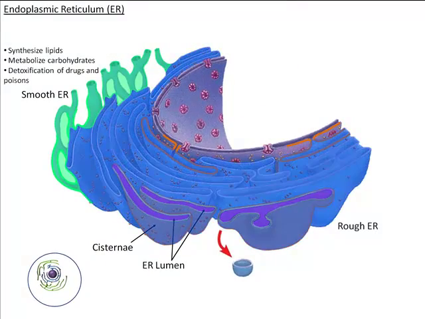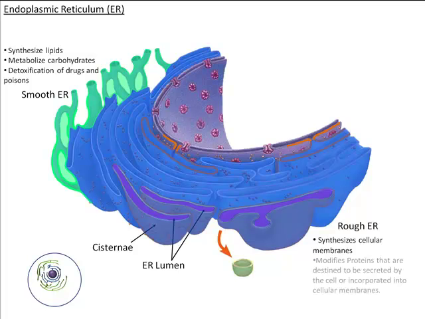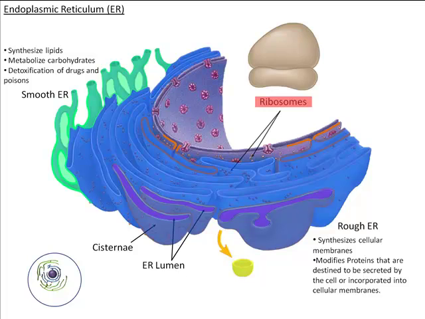The rough ER, shown here, is responsible to synthesize cellular membranes and modify proteins that are going to be secreted from the cell. Now the way that this works is that proteins are fed into the lumen of the ER by ribosomes that attach to its surface.